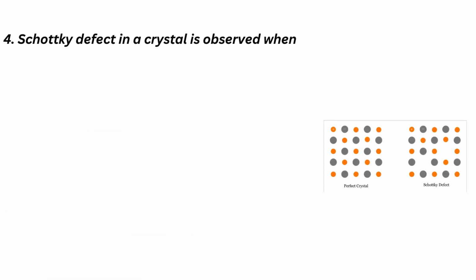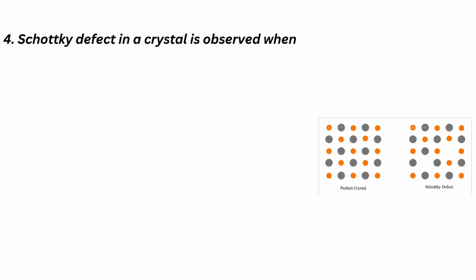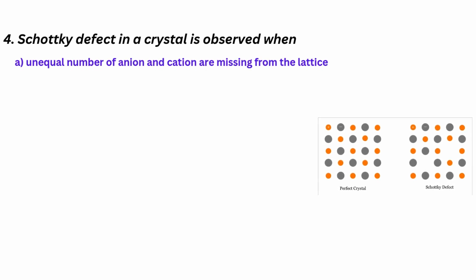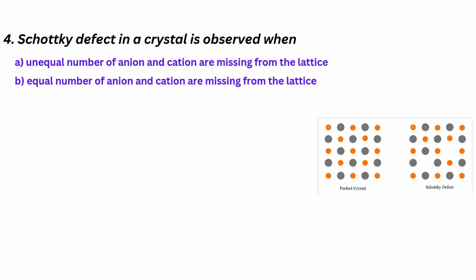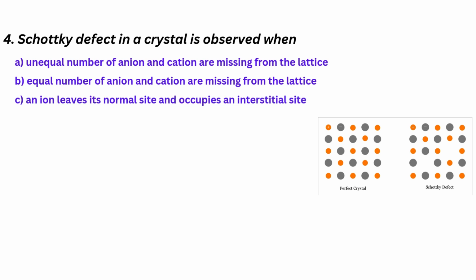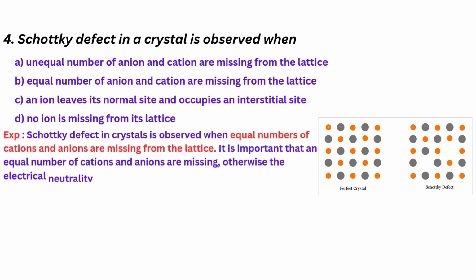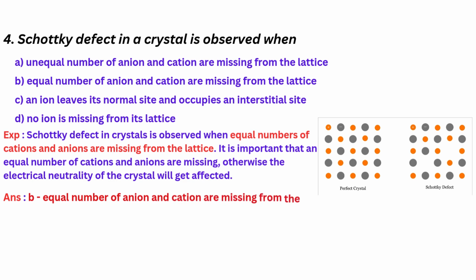Schottky defect in a crystal is observed when, the choices given are: unequal number of anion and cation are missing from the lattice; equal number of anion and cation are missing from the lattice; an ion leaves its normal site and occupies the interstitial site; no ion is missing from its lattice. The correct answer is equal number of anion and cation are missing from the lattice, which is called Schottky defect.